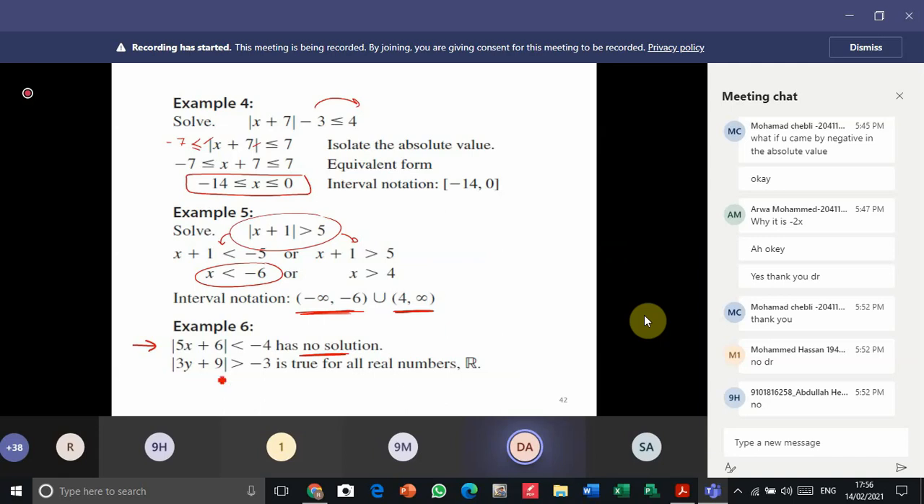Now if we have absolute value greater than negative, this is R, real numbers, because any value of x or y substituted in absolute value must be 0 or positive. So this is greater than by default, greater than any negative number, right? So this is R.